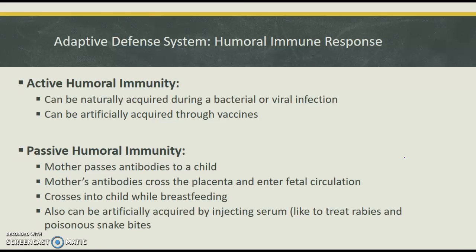And then we also have passive humoral immunity. This is through the umbilical cord and then also through breastfeeding. Your mother can actually pass her antibodies to the child.